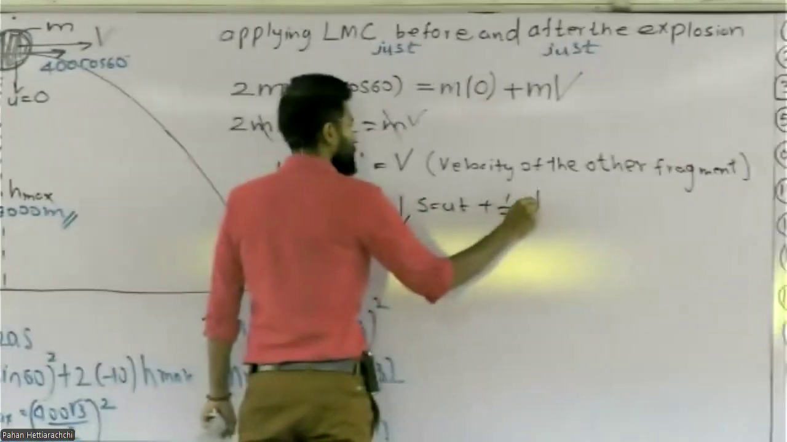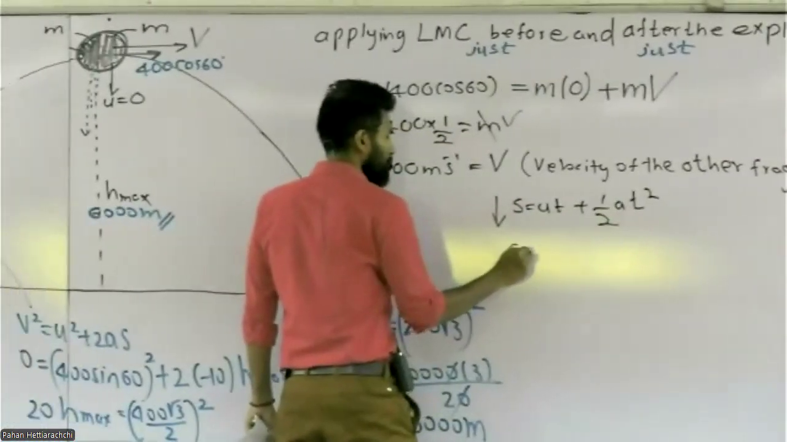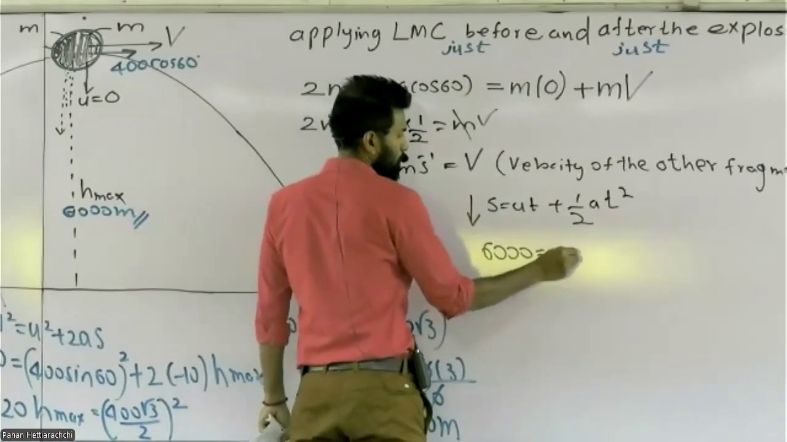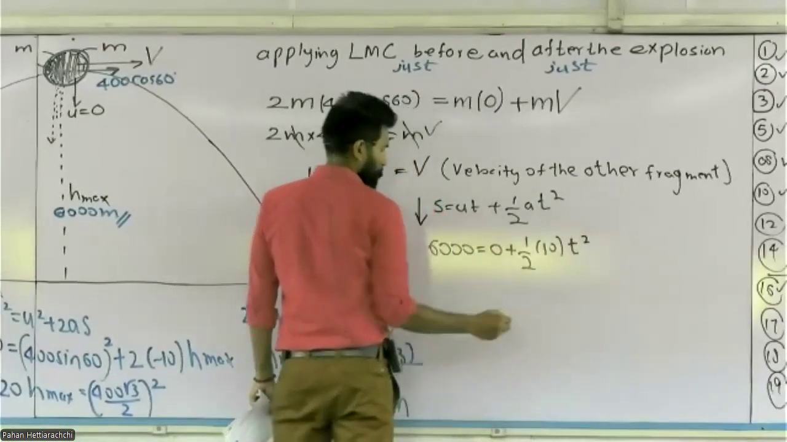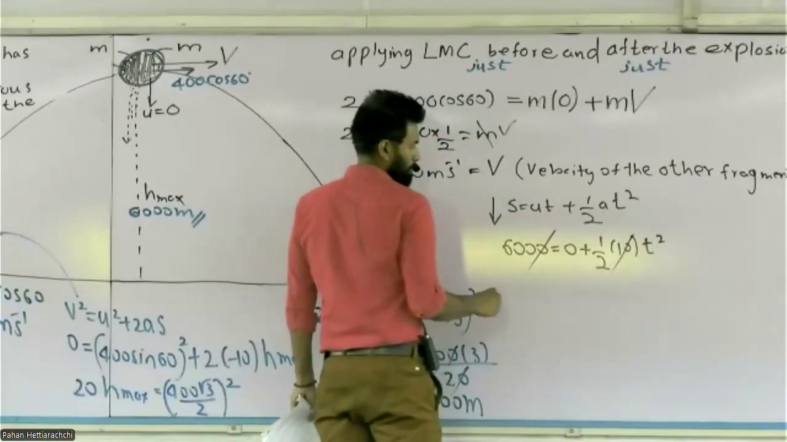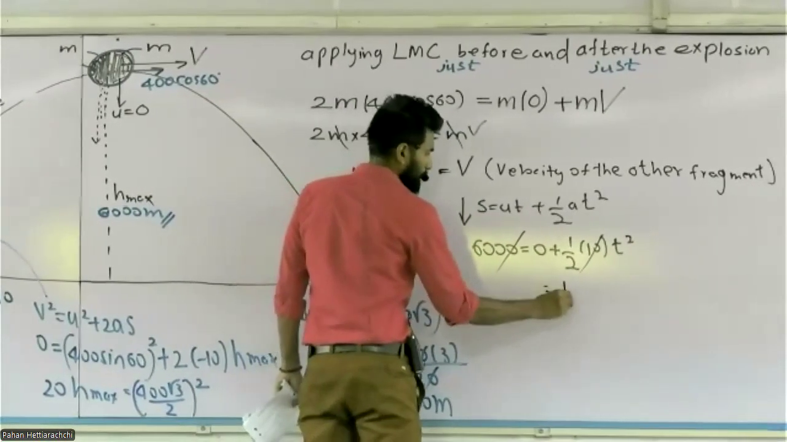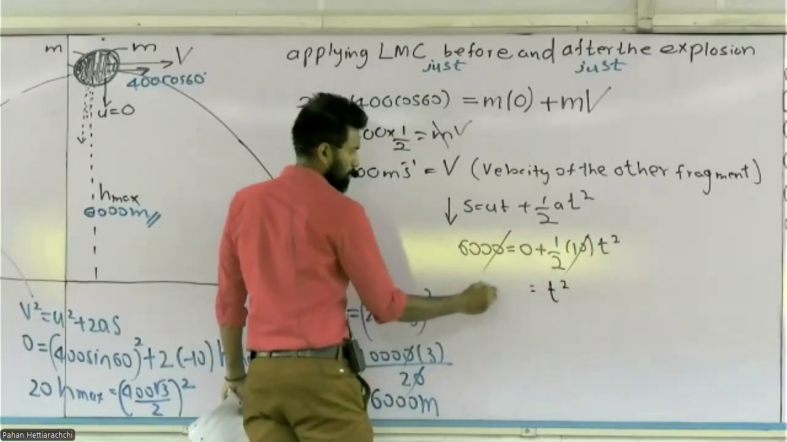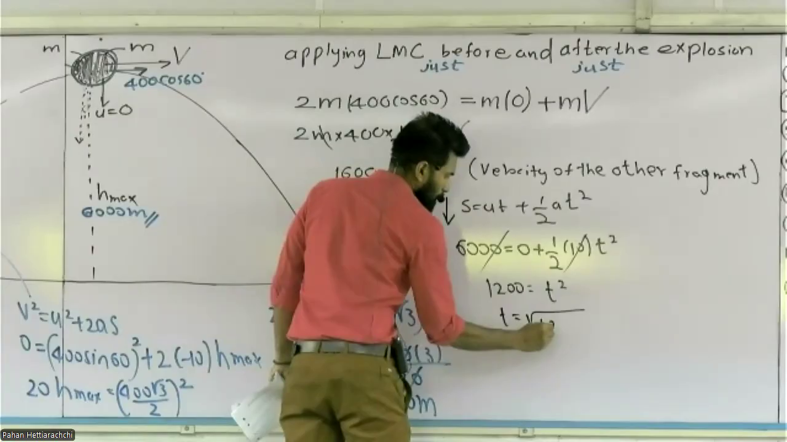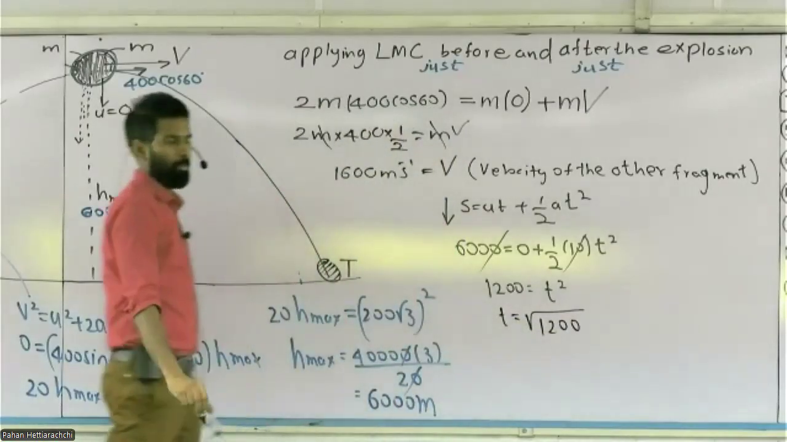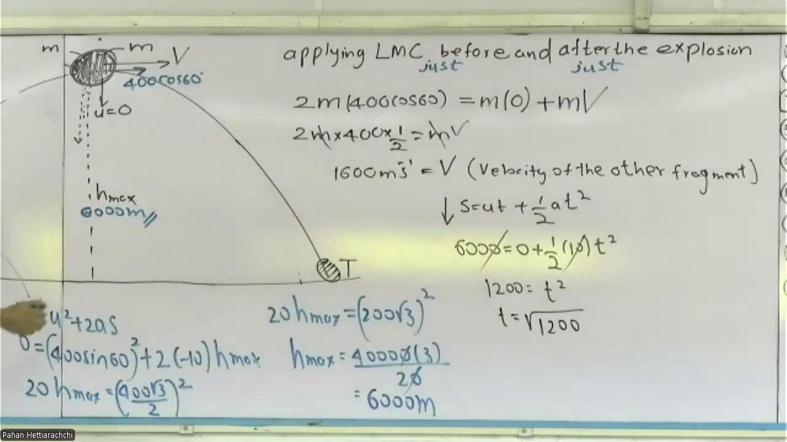plus half a t square for this part to reach 6,000 meters downward, initially from 0 velocity, 10 t square. T square will be equal to 1200. T is equal to root 1200. Within that time, it will get a horizontal range.